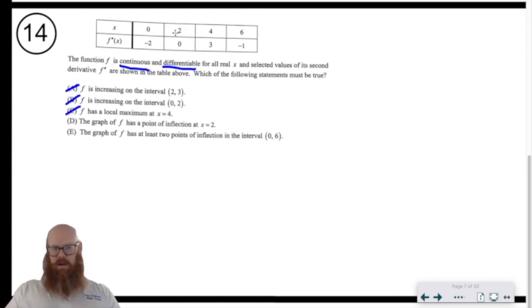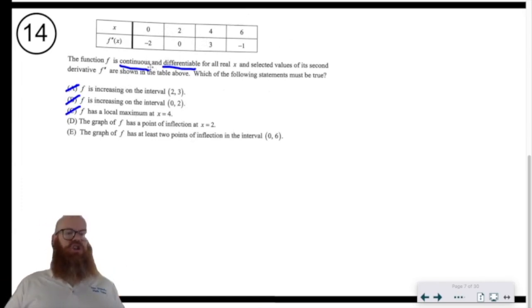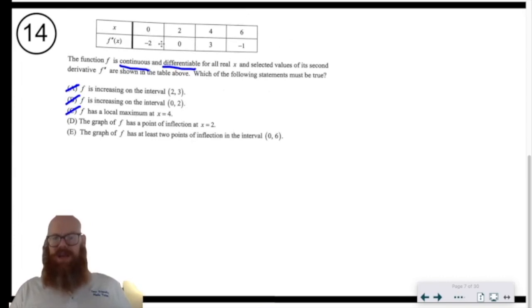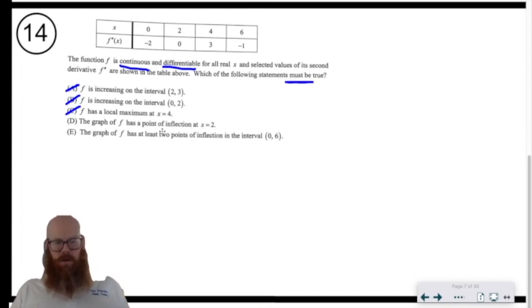Well, that's true here. And we would need it to change from negative to positive, which it looks like it does. Or it could change from positive to negative, which it looks like it does, but we're not sure that it does, because for all we know, at 1 or at 1.9 it could be positive, and at 2.1 it could be positive or negative, so it could go from negative to negative. So we don't have enough information to know. It says what must be true. We don't have enough information to know that there's a point of inflection at 2.